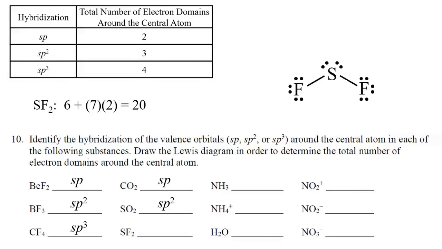2 bonding domains, 2 non-bonding domains, that is a total of 4 electron domains around the central atom. Therefore, the hybridization is sp3.